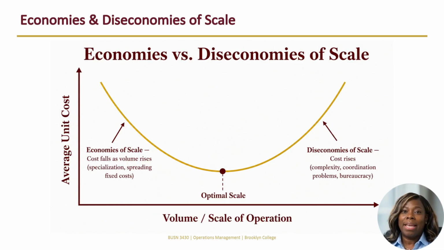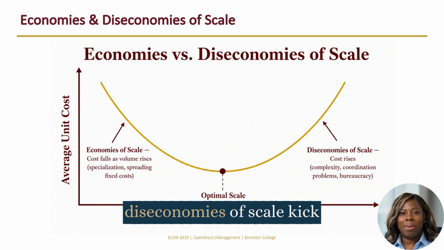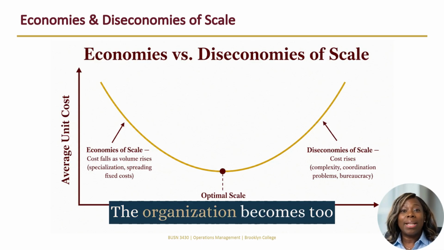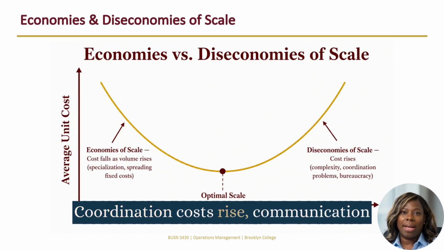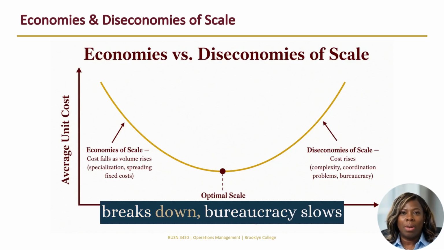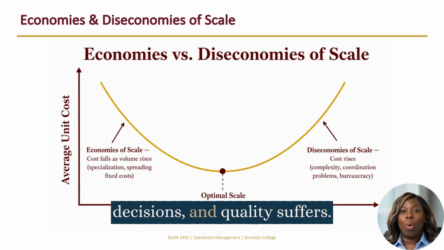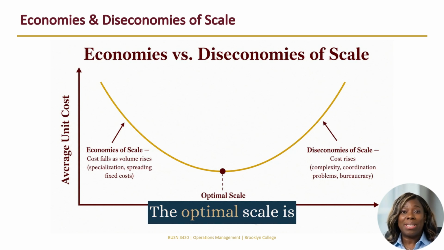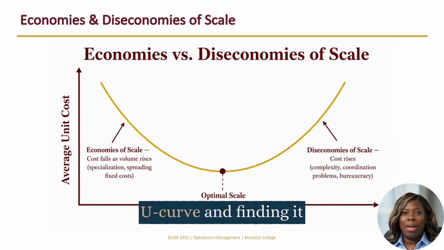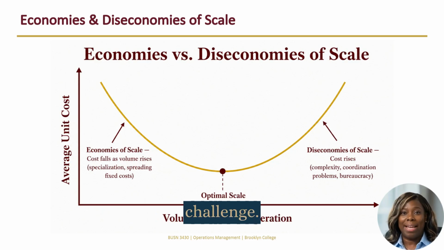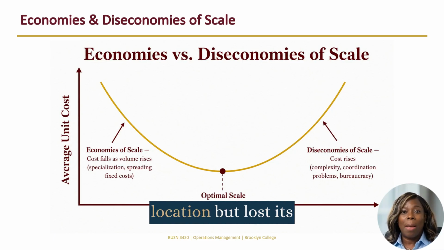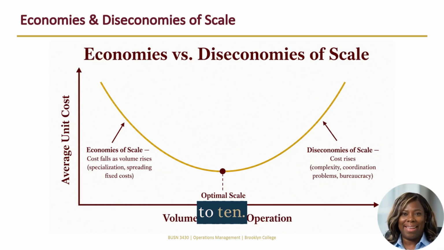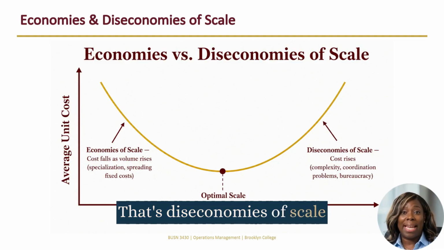But at some point, the curve turns upward. Diseconomies of scale kick in. The organization becomes too complex to manage efficiently. Coordination costs rise, communication breaks down, bureaucracy slows decisions, and quality suffers. The optimal scale is the bottom of that U-curve, and finding it is a core strategic challenge. For your working adult students, think about a restaurant that was great when it had one location, but lost its quality when it expanded to 10. That's diseconomies of scale in action.